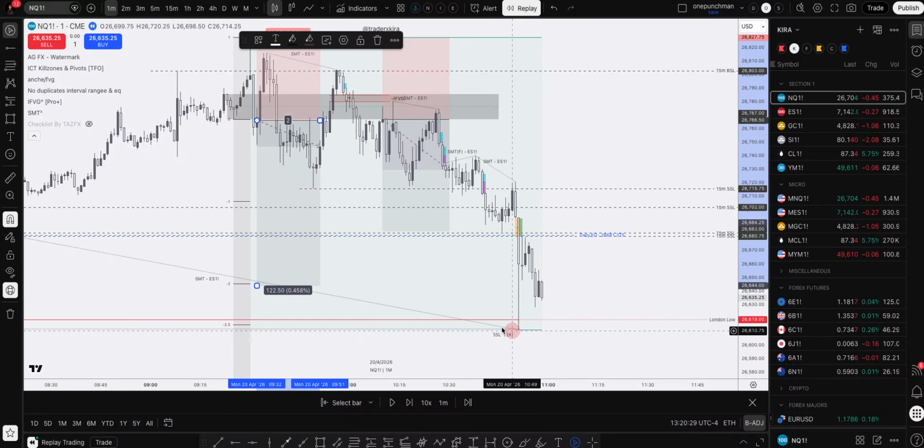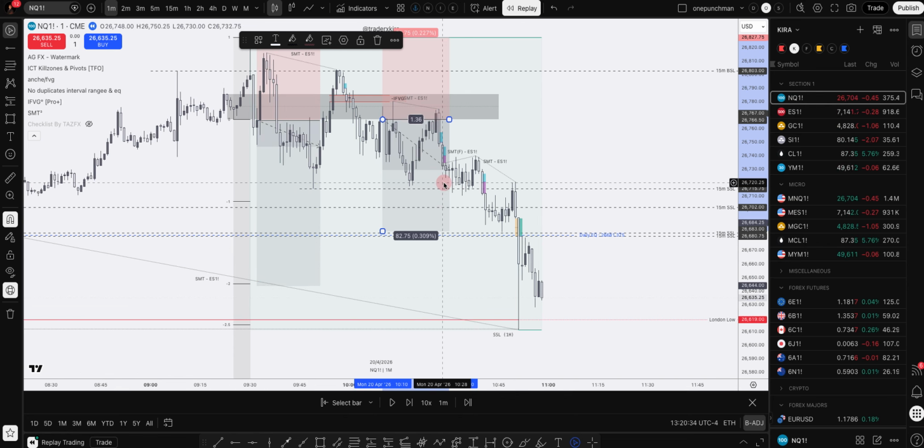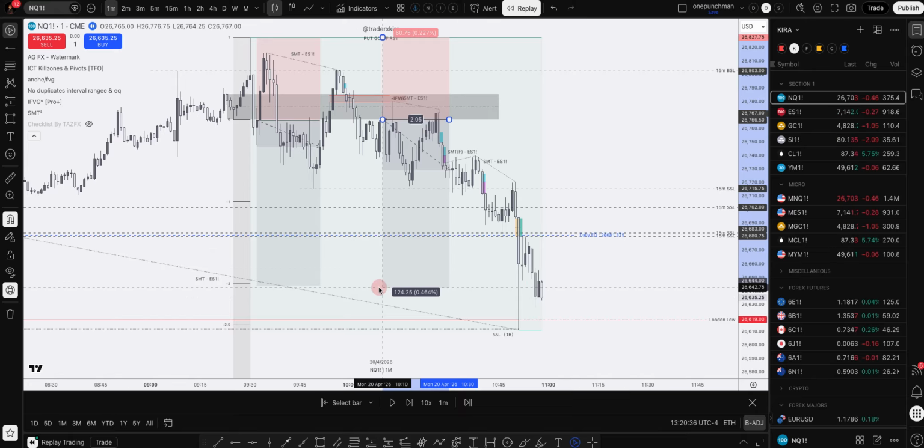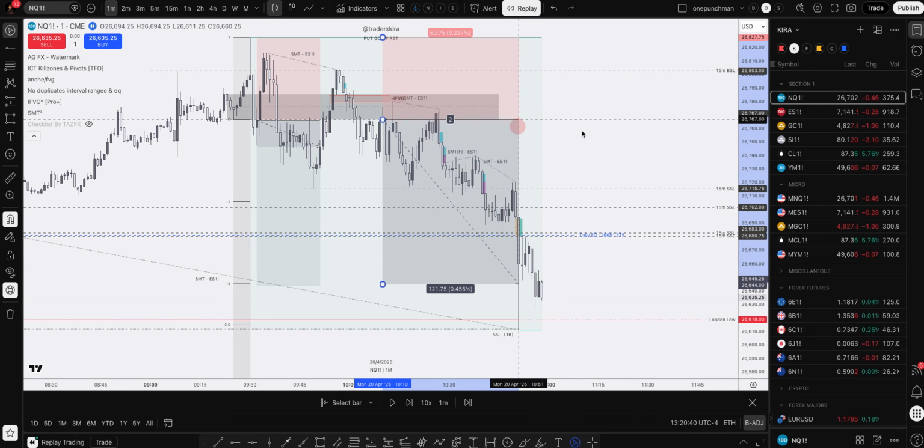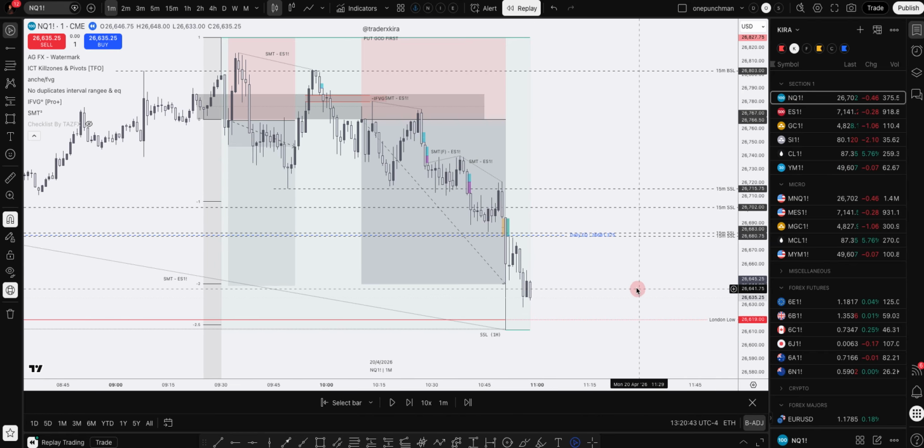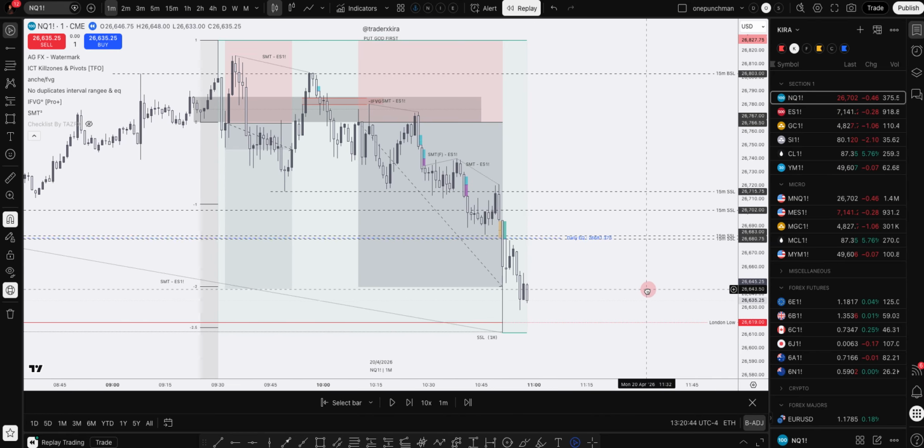Look at where price bounces from, -2 to -2.5. There's your 2R, and we'll just map it out like this again. Okay, so 2R, and it comes on a spike candle. This is what you want.